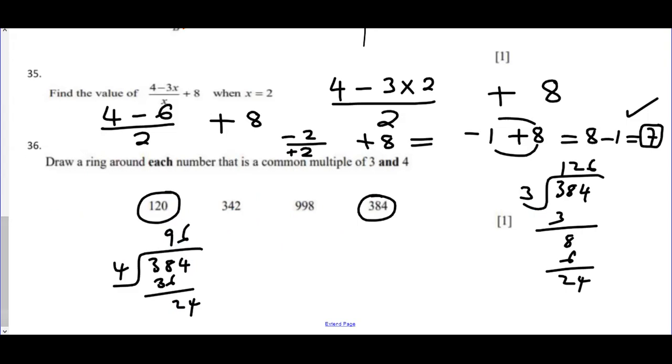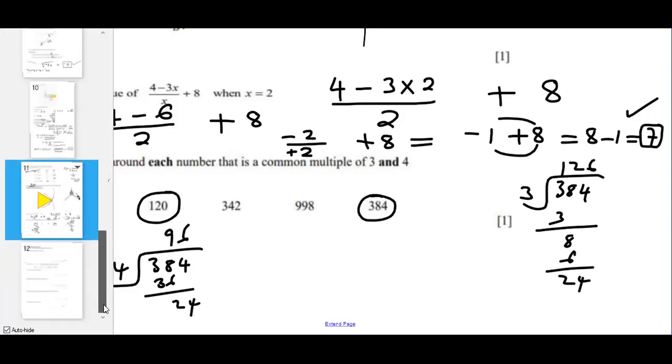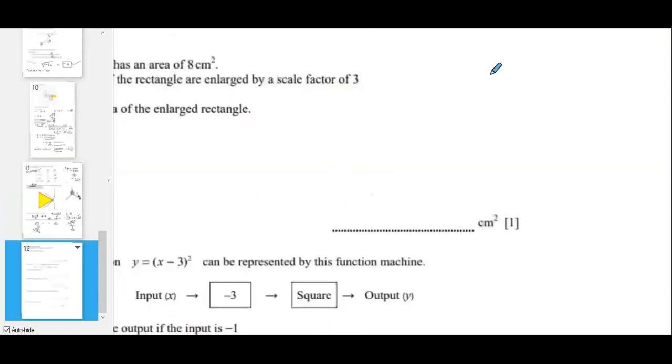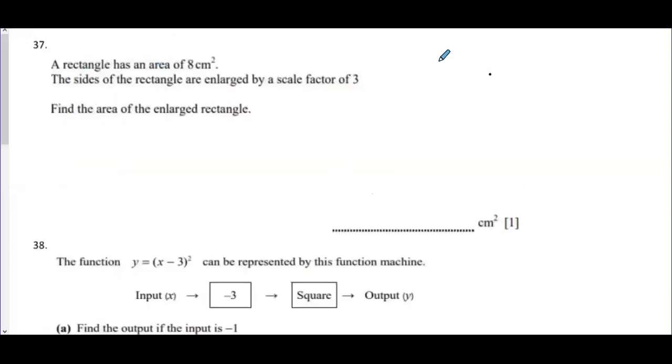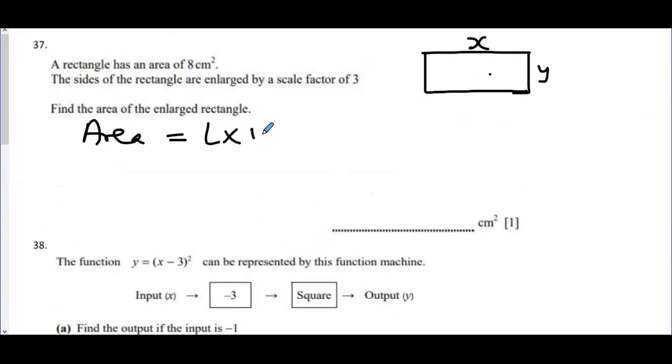Okay. The last slide, which is the last page. Quickly, a rectangle has an area. So we are given a rectangle and we don't know the length. So the length is x and the width is y. Now a rectangle has an area, meaning length times width. Area of any rectangle is length times width.